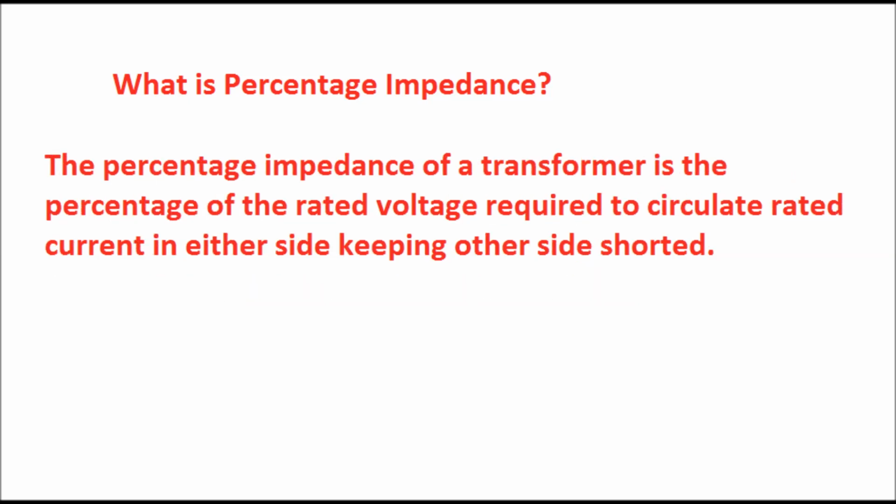Now again, the percentage impedance of the transformer can be defined as the percentage of the rated voltage required to circulate rated current in either side, keeping the other side shorted. That is, if the percentage impedance of the transformer is Z, and you supply Z% of the rated voltage to the HV side by keeping the LV side shorted, then rated current will flow in the LV side. So Z is the percentage impedance of the transformer.